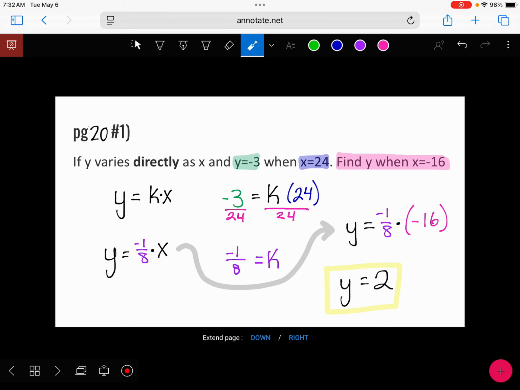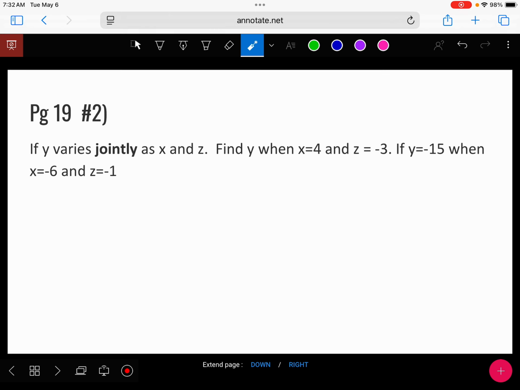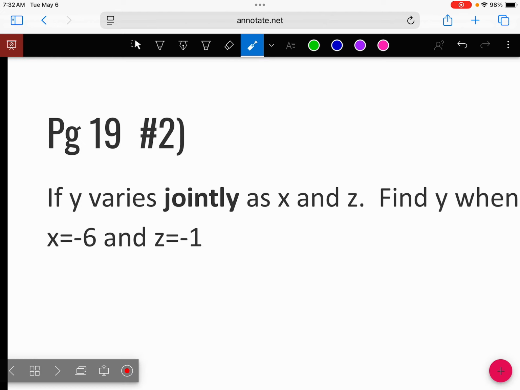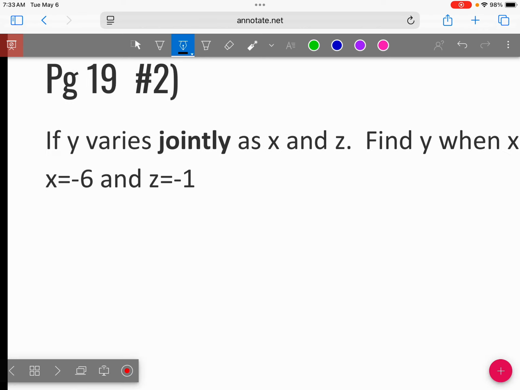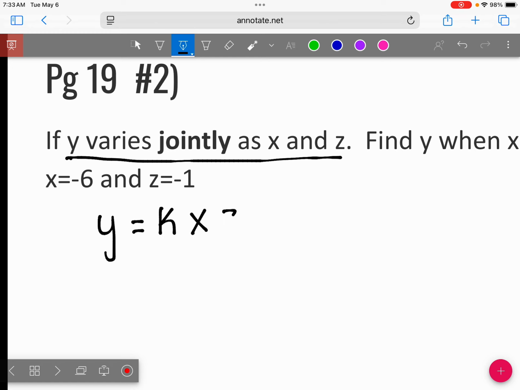So let's try another one. Let's look at our jointly. Same kind of vibe. If y varies jointly as x and z, that means my y is going to equal some number, k, times both x and z.